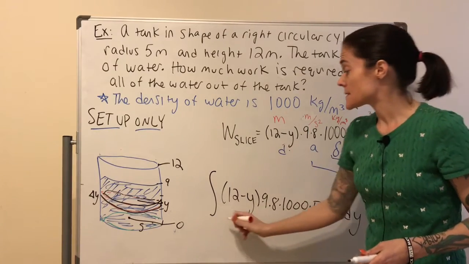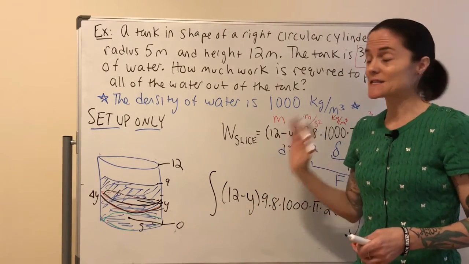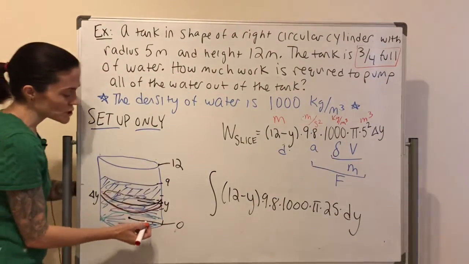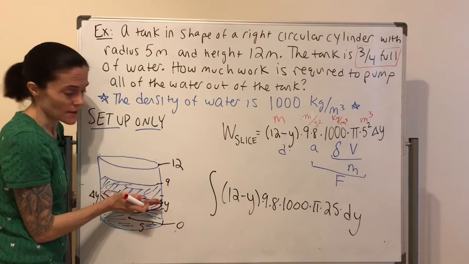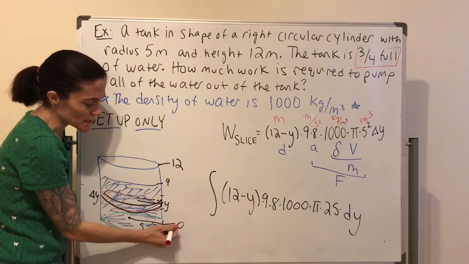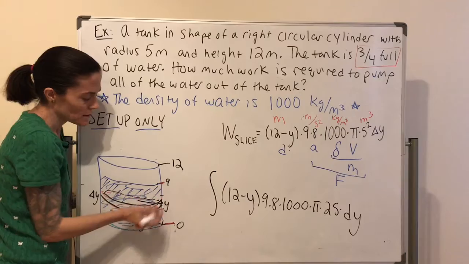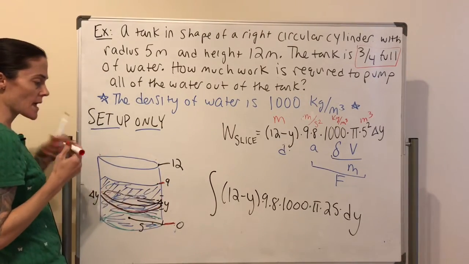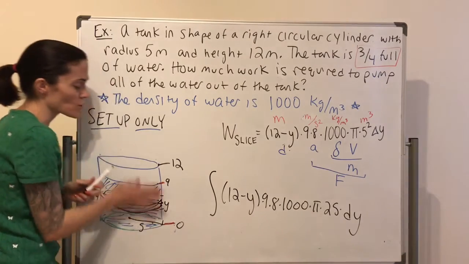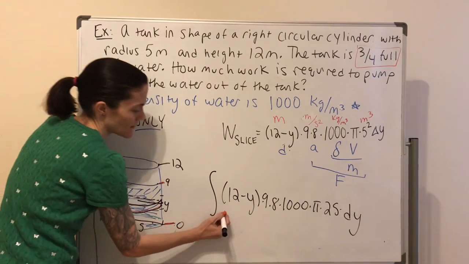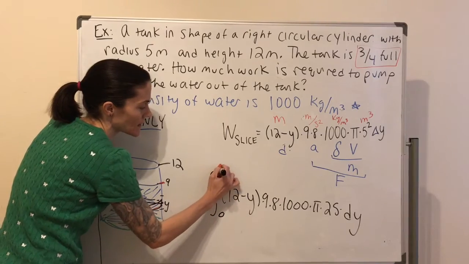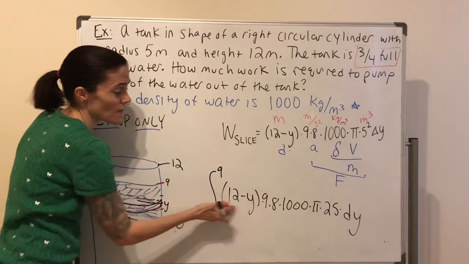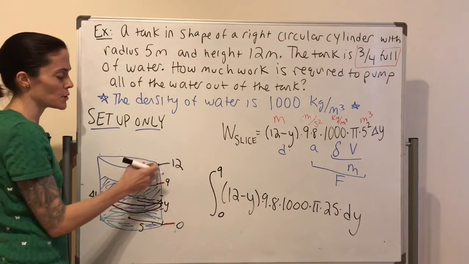You have to think about these limits of integration, and this is why labeling your picture is so important. The limits of integration are where these slices may live. My slices can live between 0 and 9. Or equivalently, my water is between 0 and 9. So you only want to integrate where the water is, 0 to 9. The fact that you're traveling all the way up to height 12, that's already taken effect in this 12 minus y. So you don't need to put 12 here.